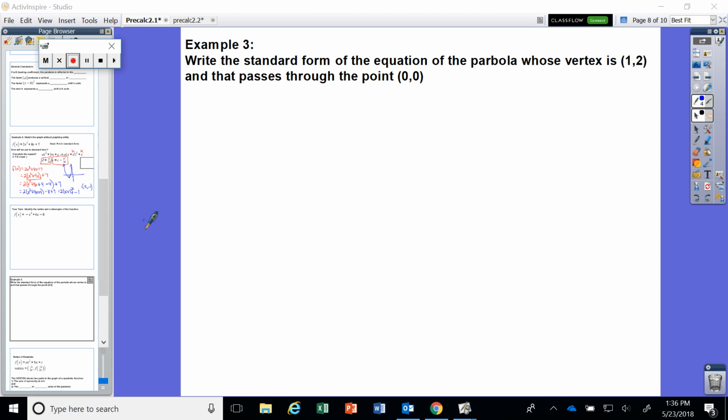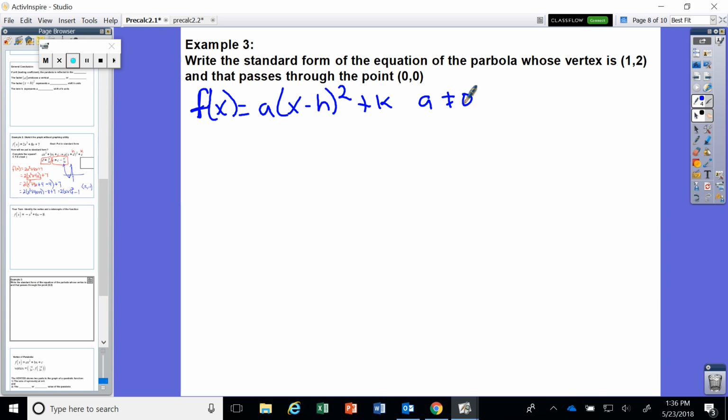The parabola has a vertex at (1, 2), and it passes through the point (0, 0). Our goal is to take this information and put it into the standard form of the equation for our parabola. Well, first and foremost, remember, our standard form for the equation of a parabola states that f(x) is equal to a, the leading coefficient, times (x minus h) squared plus k, as long as a is not equal to 0. Alright, so that's what our goal is.